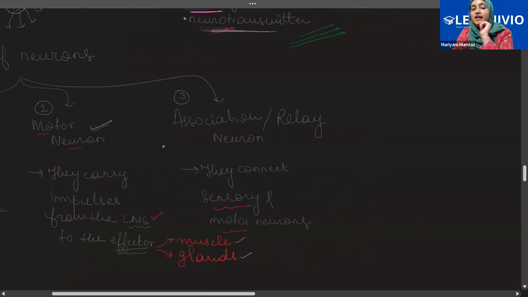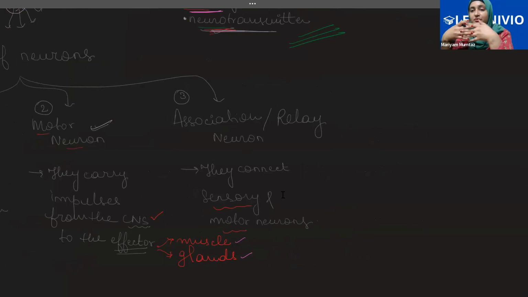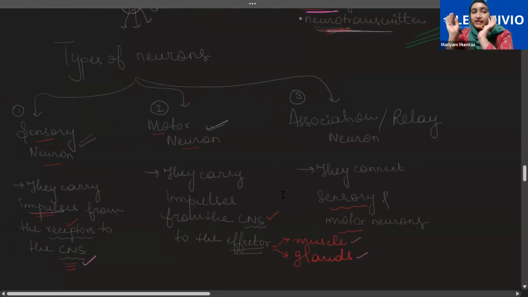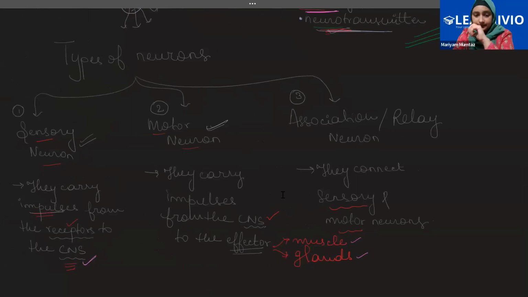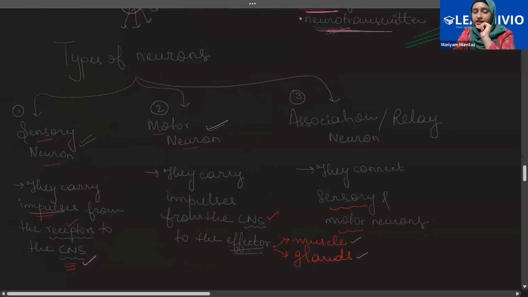Lastly, there comes the association or relay neuron. These are the neurons that are responsible for connecting the sensory neuron and the motor neurons together. They form a connection in between the sensory and the motor neurons. So, these are the various kinds of neurons found in our nervous system. Any doubts up until now, students? Everything is clear till now?